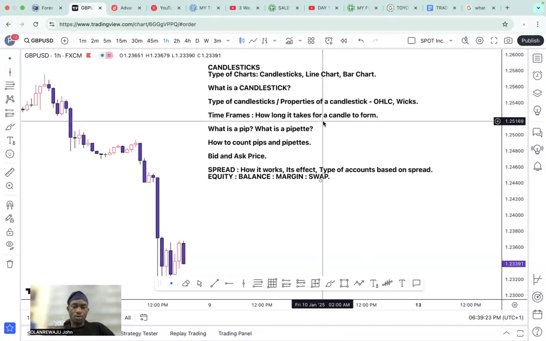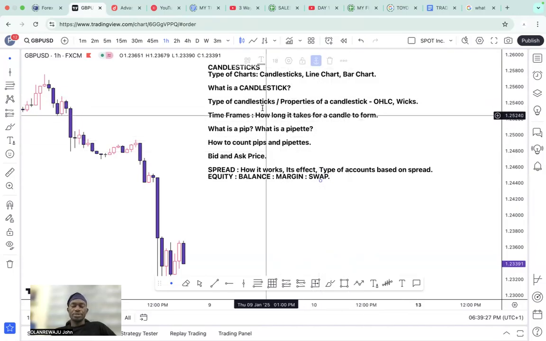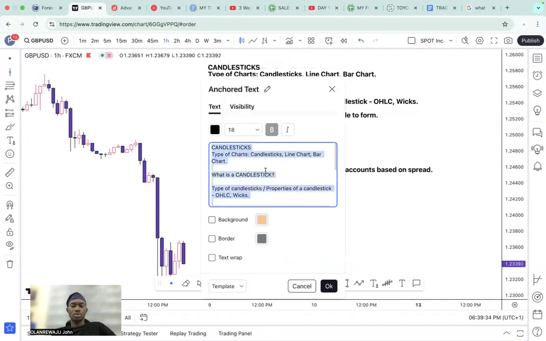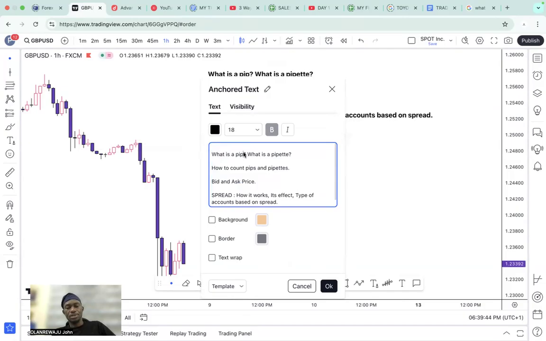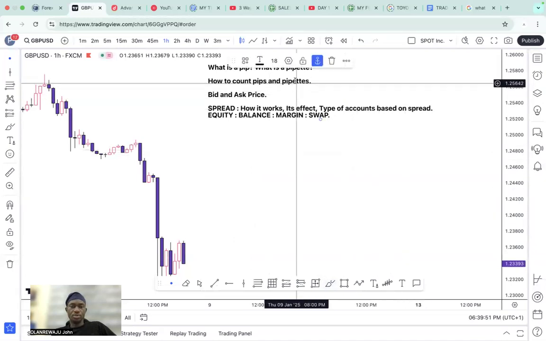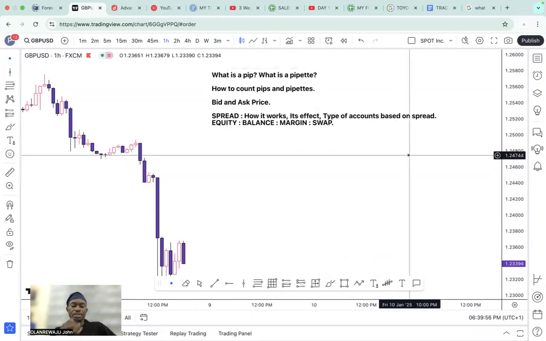All right, I welcome us once again as we continue with our learning. What we have next on our table is to continue with what is a pip. What is a pip? Let us take off what we don't need and then let us make progress. All right, so what is a pip and what is a pipette?